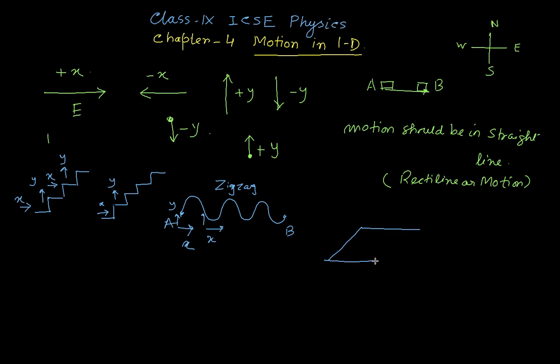But if this zigzag motion happens in a plane, that means in a plane you move something from point A to B in a zigzag manner, then this motion is called motion in a plane. Like that, the motion is said to be three-dimensional motion if the particle moves in space. So in space, it is called 3D motion.